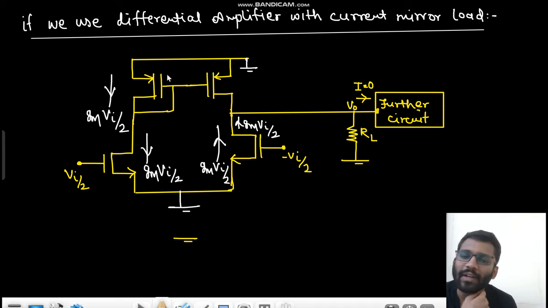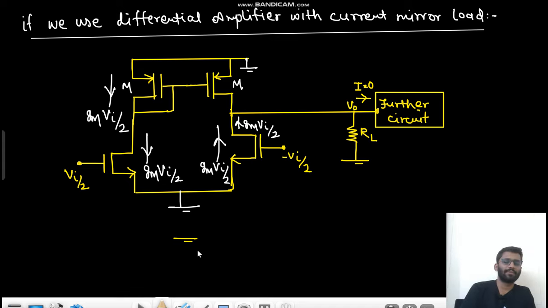Now both of them have the same VSG value, right? This is M, this is M. So if both of them have the same VSG value, the current in both of them will be the same, the small signal current. What is the small signal current? gm into VSG, right? Or what we can do is make these M1, M2. It will be easier to understand.